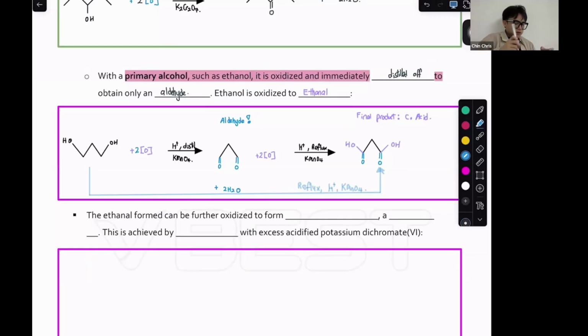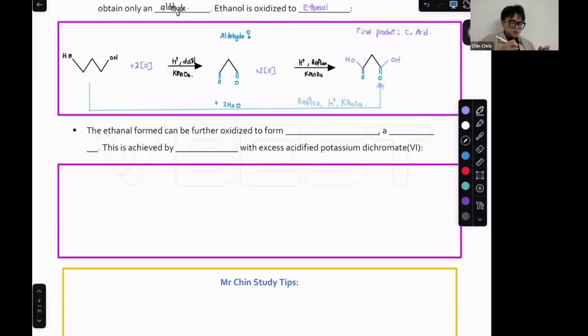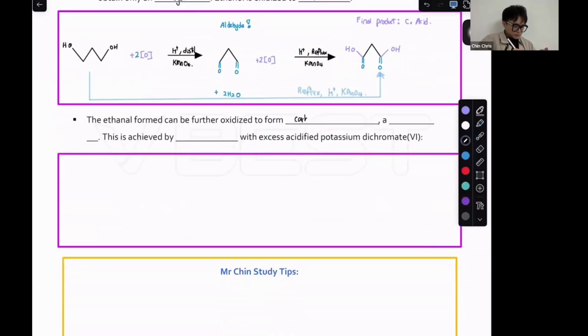Alright, next. The ethanol can be further oxidized to form a carboxylic acid, which is ethanoic acid. This can be achieved by refluxing with excess K2Cr2O7 or KMnO4. That's it.